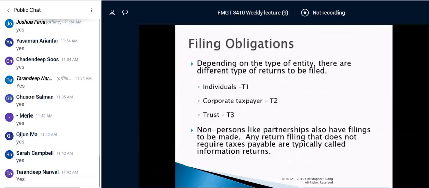Okay. Also, other entity types may have returns to file, but they're not like your normal income tax filings. Okay. So filings like partnership returns that do not require taxes to be payable, we call these information returns. So in other words, these returns are being filed because it allows the government to make sure that individuals, corporate taxpayers, and trusts are reporting the right amount of income. Okay, so just so you know, there are what we call income tax returns, and then there are information returns.